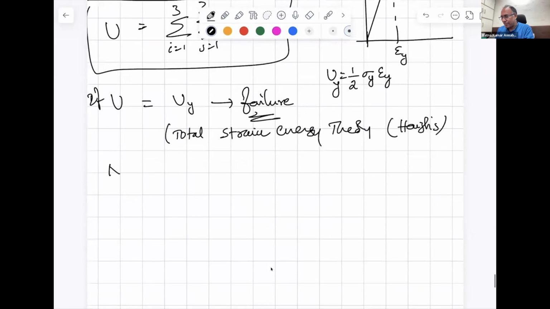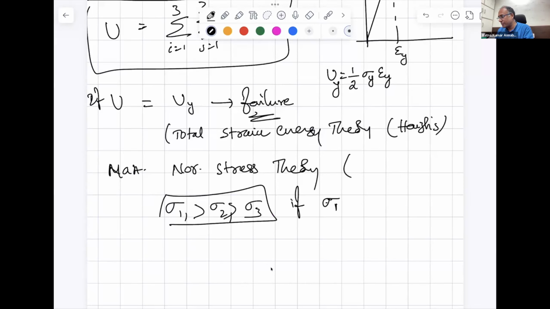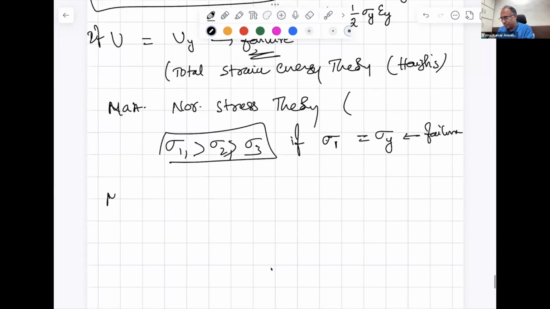or Haigh's theory. And Rankine theory, maximum normal stress theory, also called maximum principal stress theory. You have sigma 1, sigma 2, sigma 3, three principal stresses, right? If sigma 1 is greater than sigma 2 is greater than sigma 3, maximum normal stress theory tells you that if sigma 1 becomes equal to sigma y, the yield strength of the material, that implies failure. That is Rankine theory.